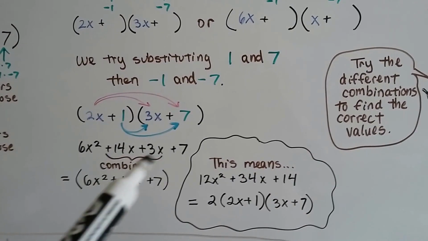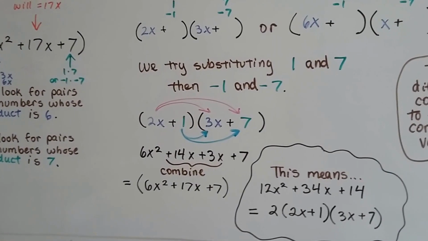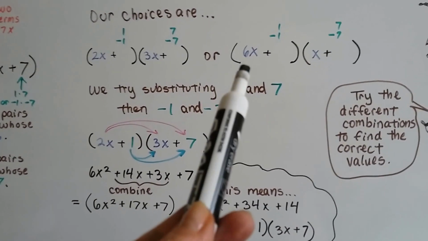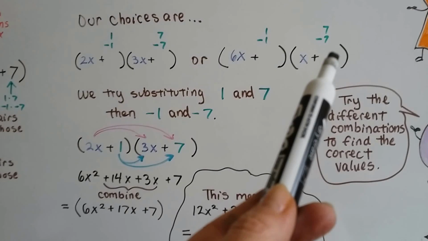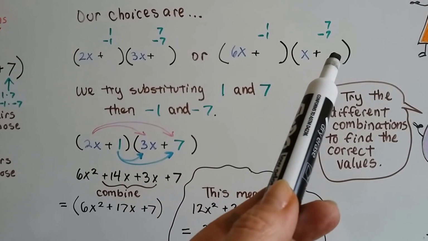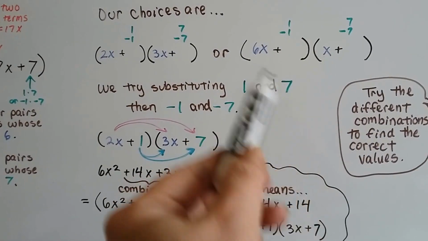When we combine the middle terms, we get that positive 17x that we're looking for. See? So we got lucky on this one. It was the first one we tried. You can look at this one and say, well, if we put a 7 over here, whether it's a negative or a positive, we're going to get a 42 or a negative 42, and that's way too big for that 17. So we know that that's not the right one.